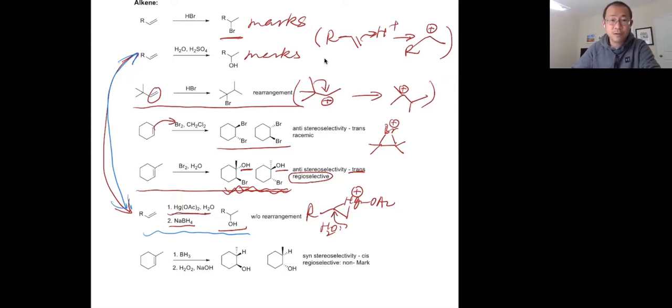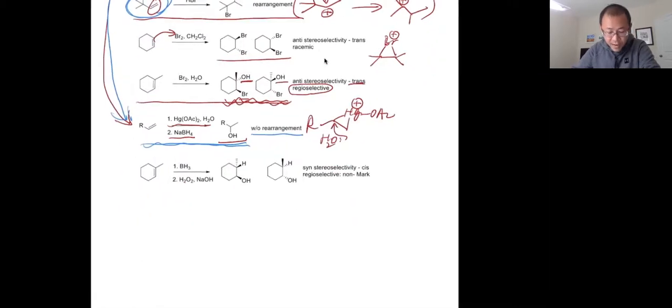using oxymercuration. So for example, if I want to add water to this substrate, I cannot use hydration. Why? Because we know this substrate will undergo rearrangement. So if I want an alcohol, if I want OH added to the secondary carbon, I need to carry out the reaction using oxymercuration followed by reduction. Again, you get a Markovnikov product. It serves like a hydration. You get the same result as hydration, but without rearrangement.